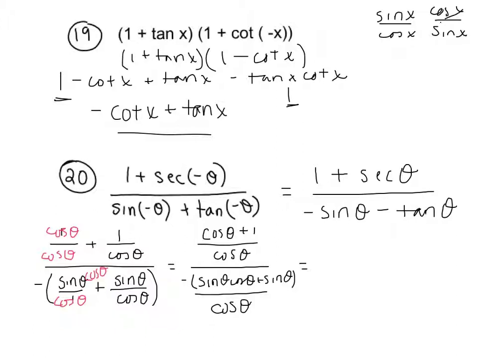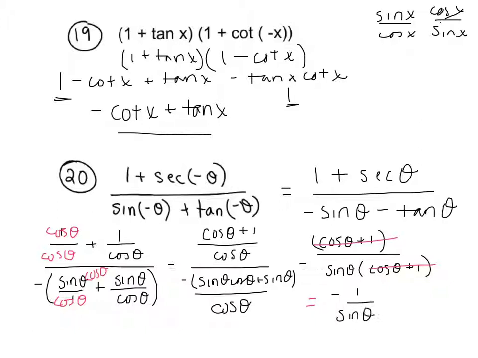And then when I take the reciprocal of the denominator and multiply, I'm going to end up with cosine theta plus 1 over negative sine theta cosine theta plus 1. This one cancels with this, and I'm left with negative 1 over sine theta, which is negative cosecant theta. And I believe that is your answer.